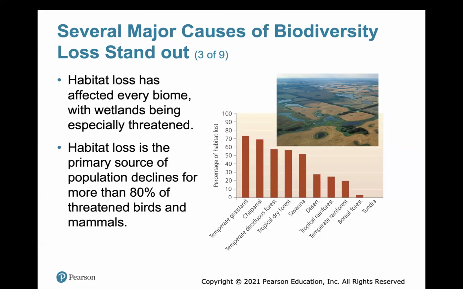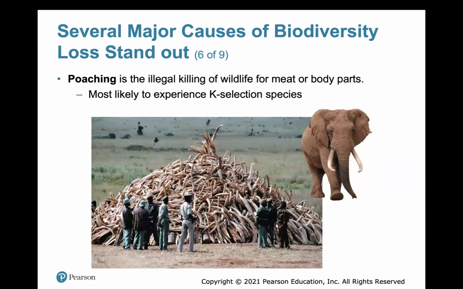Poaching is the illegal killing of wildlife, done for meat or body parts, and it most likely affects K-selected species. Just to remind you, K-selected species are species that produce few offspring but put a lot of parental care into their offspring. Elephants are an example, and humans are an example of K-selected species. Sometimes they take their body parts to sell them, and that's poaching.